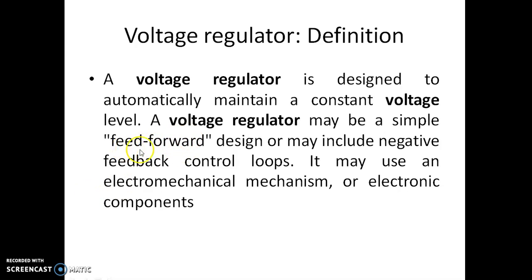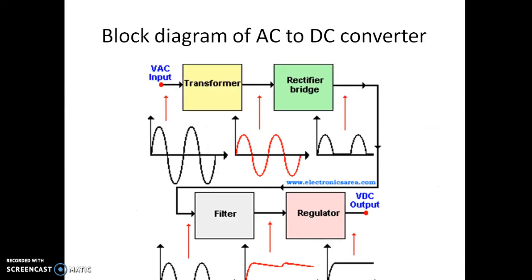So it is a circuit having only the forward paths where it will give a desired voltage from the input voltage, and it may have a negative feedback control loop which will keep the output voltage constant irrespective of the changes in the load current, and it may use an electromechanical mechanism or it can use electronic components. So this is how we get more clarity into the voltage regulator definition.